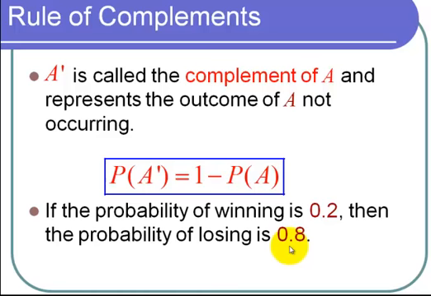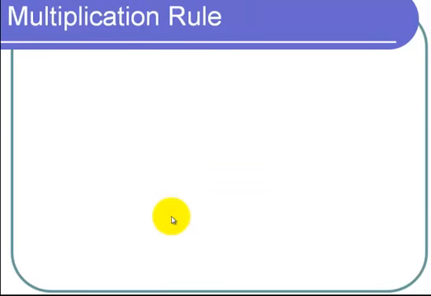It's a very, very simple rule, this rule of complements, but it's also probably the most important and useful rule of probabilities that we're going to be having in this class. And you're going to see it over and over again throughout the course. So I'll show you how to use that on another slide with an example other than this little easy example. Another rule we have is called the multiplication rule.